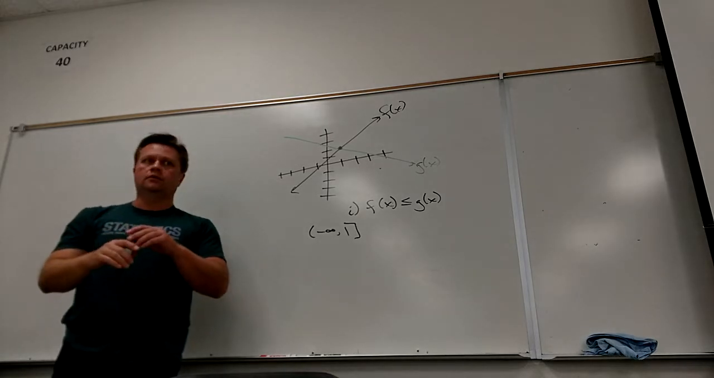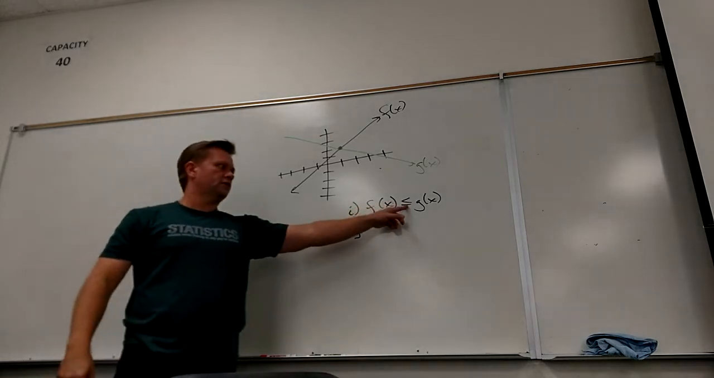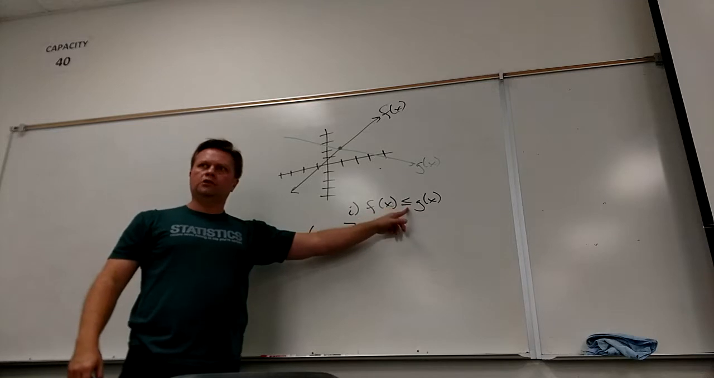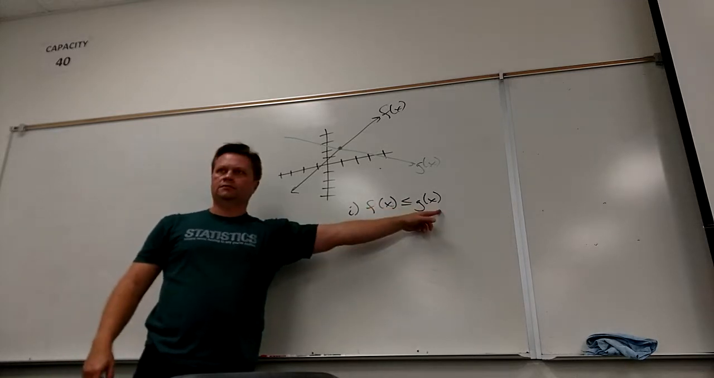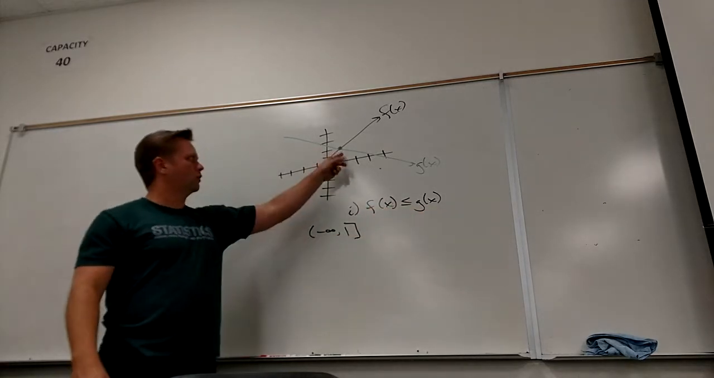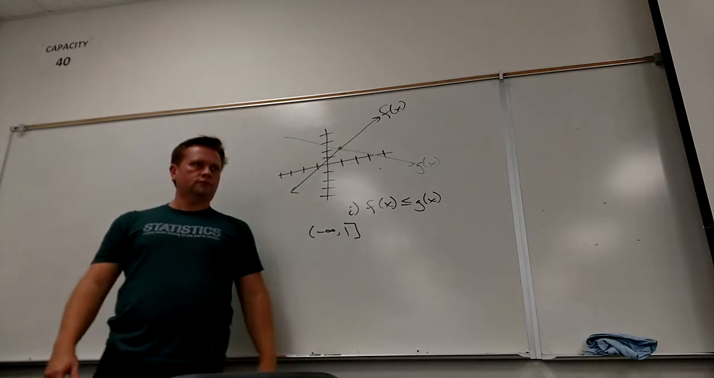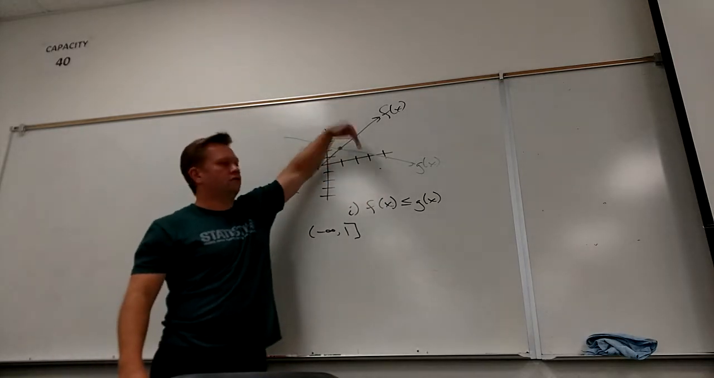So there are a lot of ways of interpreting this. Visually, it's where's this under that? If I would have said greater than, it would have been 1 to infinity, because that's where f of x is above g of x.